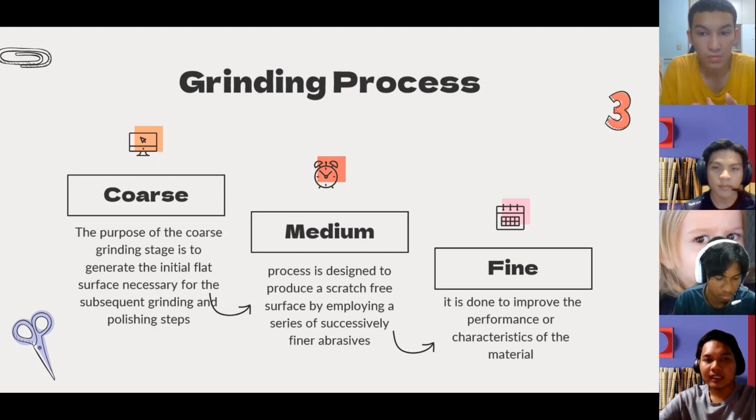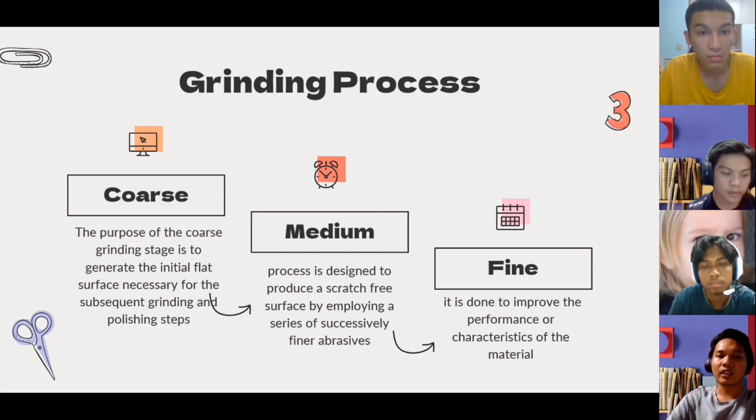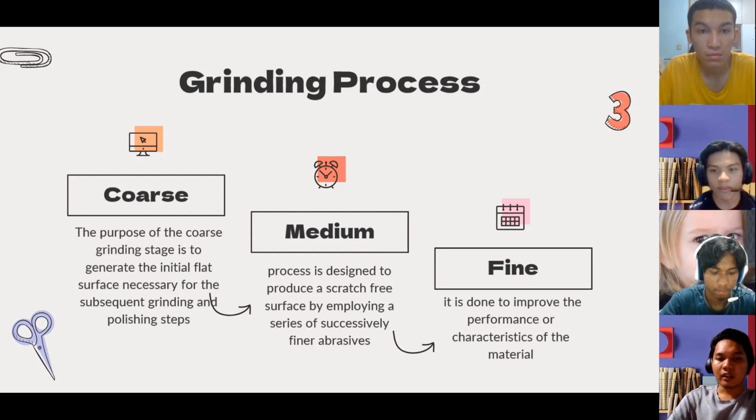Alright, for the grinding process, there are three types of grinding. The first one is coarse grinding. The purpose of the coarse grinding stage is to generate the initial flat surface necessary for the subsequent grinding and polishing steps. After we have done the coarse grinding, we must do the medium grinding and the fine grinding. The medium grinding process is designed to produce a scratch-free surface by employing a series of successively finer abrasives, and the fine grinding is done to improve the performance or characteristics of the material.